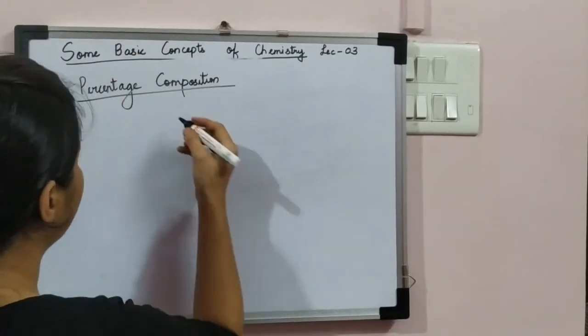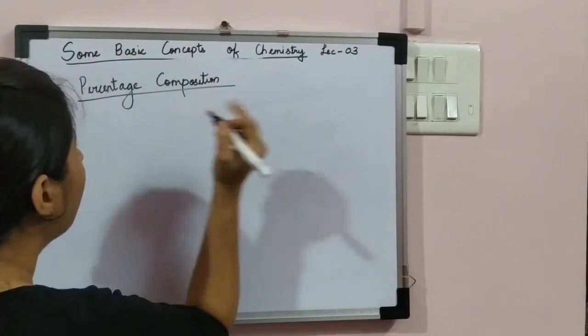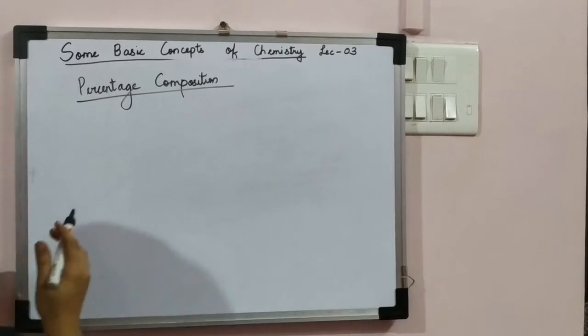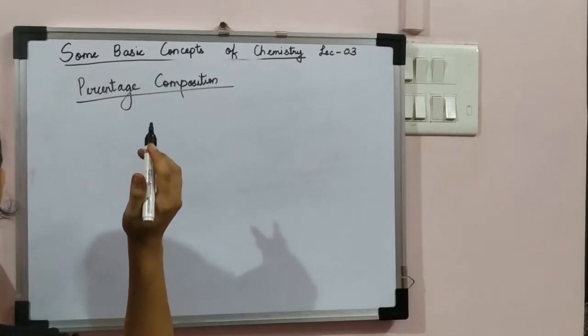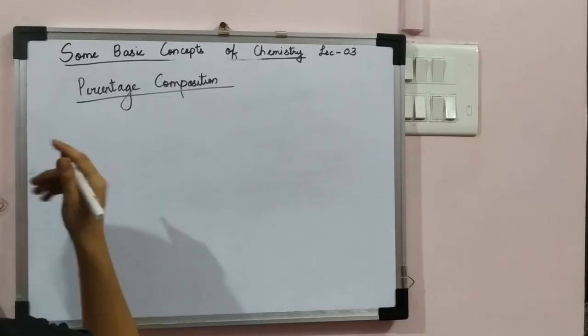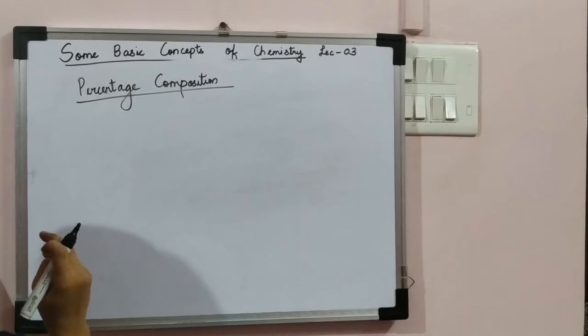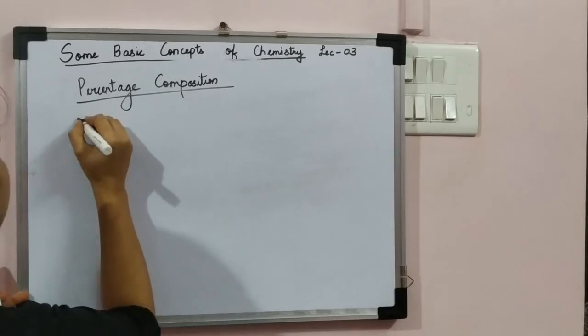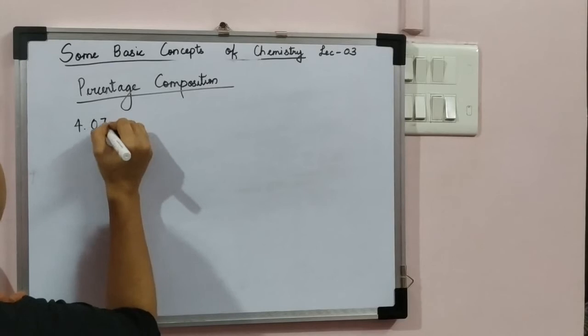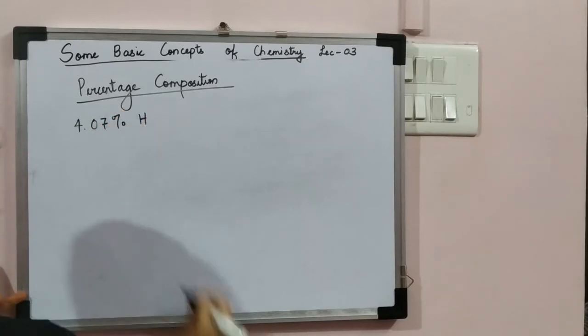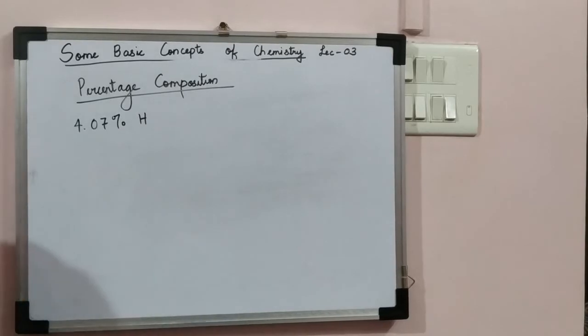I can explain this with an example. Now there's a question given. The question says that a compound contains 4.07% of hydrogen, okay. So 4.07% of hydrogen.